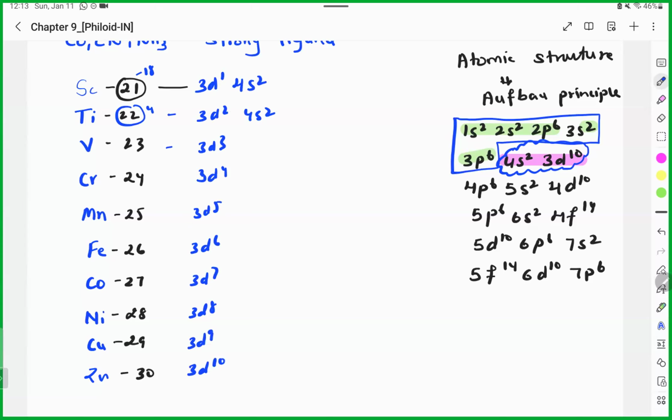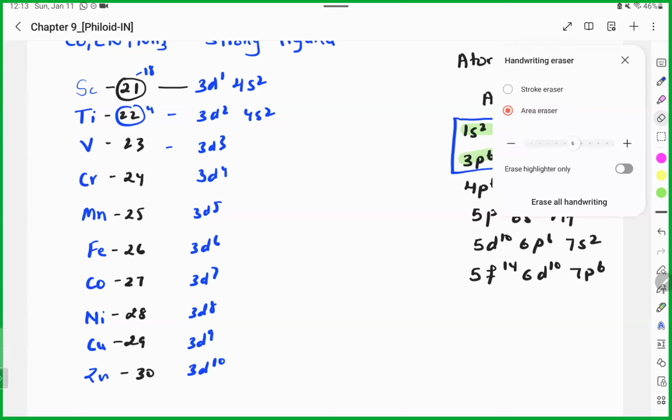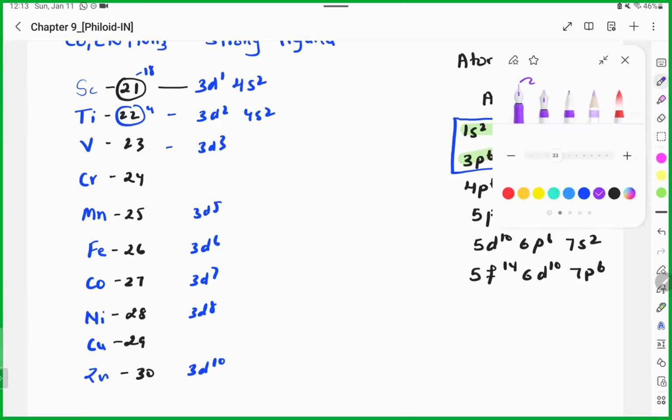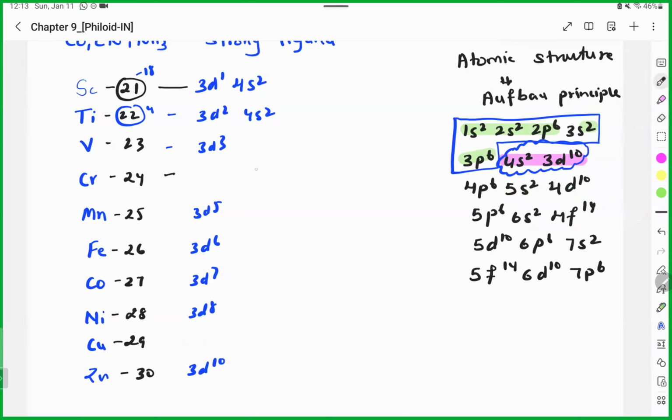It should be, but there are exceptions in the case of chromium and copper. Why? Because half-filled electron configurations are highly stable. So one electron jumps from the s and it becomes 3d5 4s1, because a half-filled subshell is highly stable. Same with 3d10: fully filled is highly stable, so s will donate one electron and the 5 d orbitals will be more stable. This is the electronic configuration.